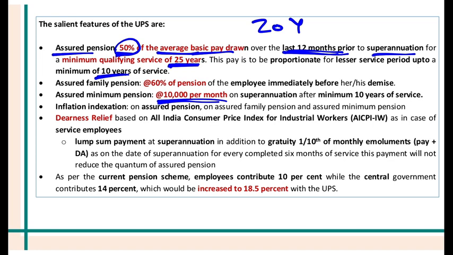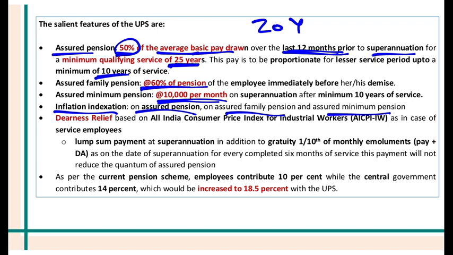Then your family will get 60% of the pension amount. If you die, then your family will get 60% of the pension. Also, there is inflation indexation on assured pension, on assured family pension and assured minimum pension.